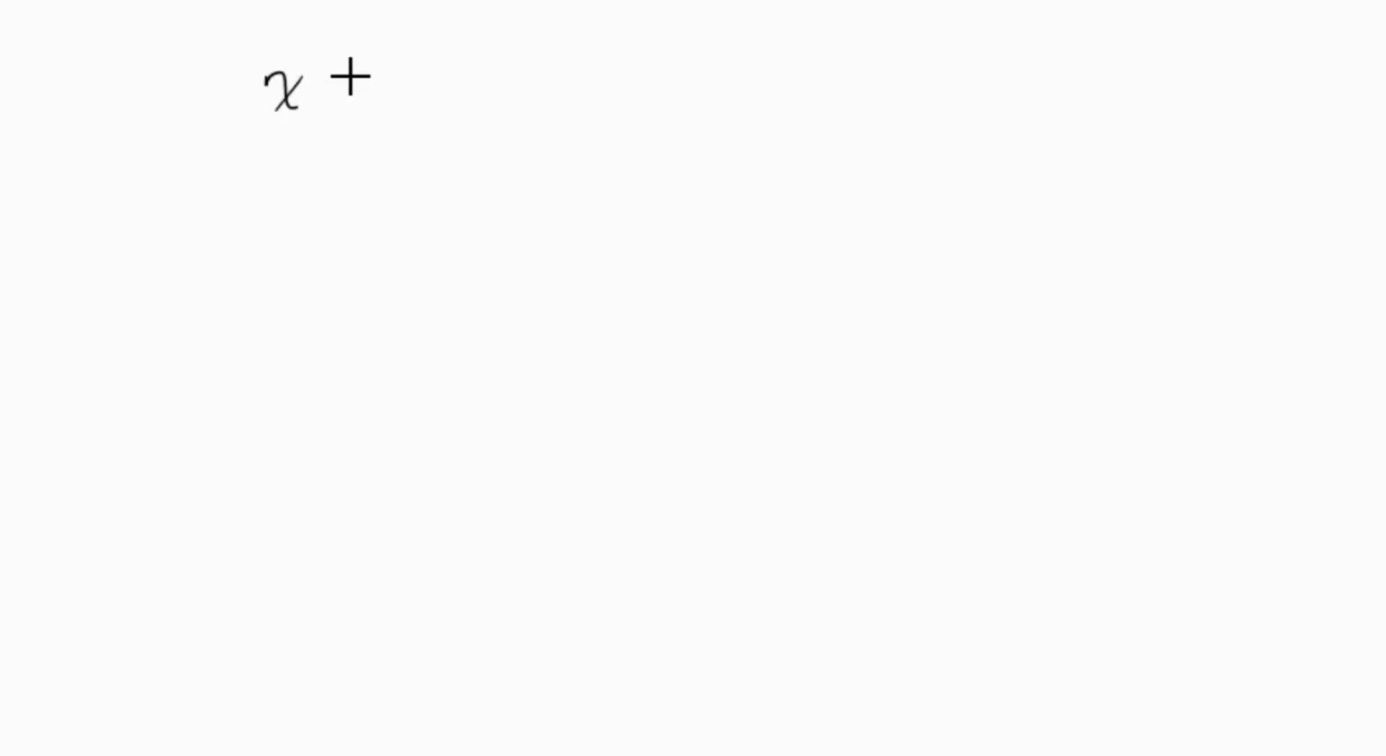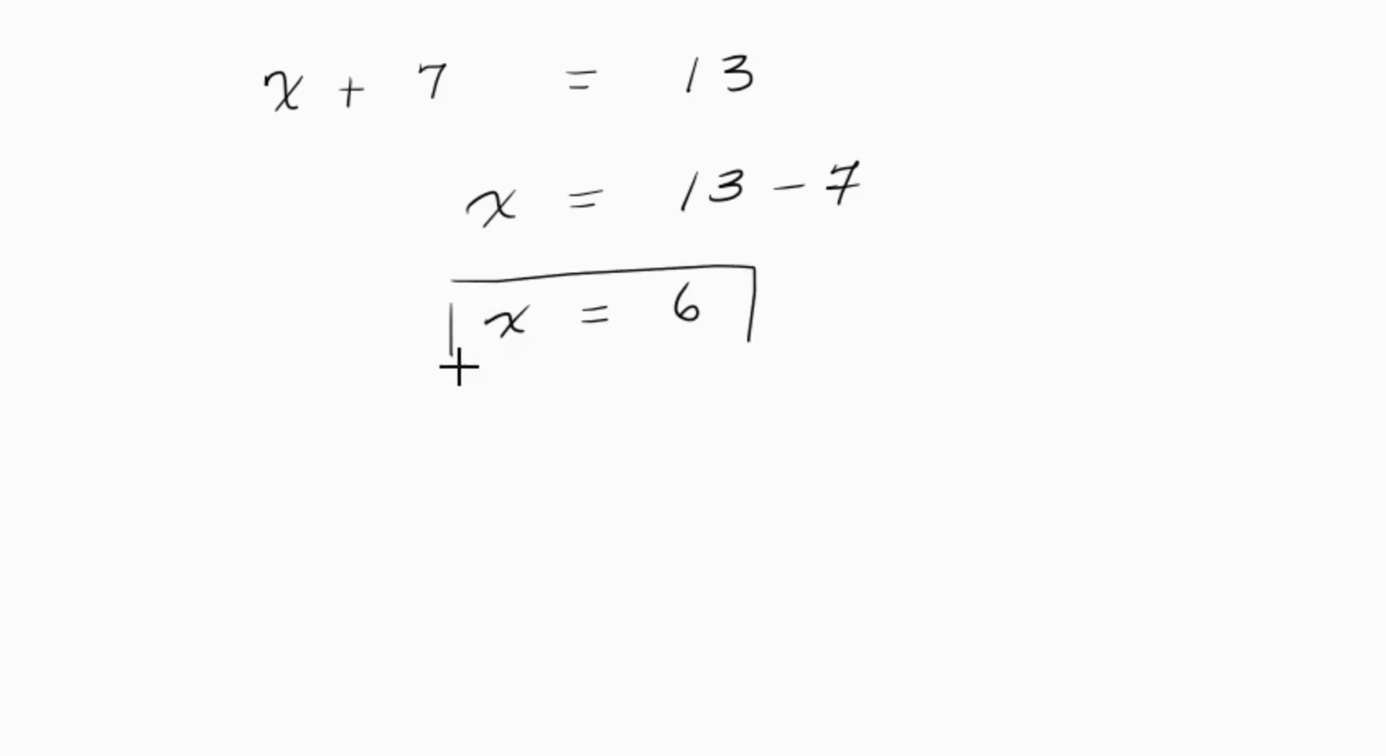Okay, so let's solve a few of these equations. So here's your first one. What we want to do here is get x, the variable on the side, by itself. So we're going to transpose the 7. So this will become x is equal to 13 minus 7. It's minus because on the left-hand side it was plus. So then x is equal to 6. And we're good to go with that one.